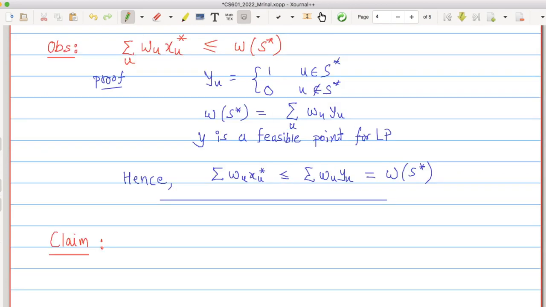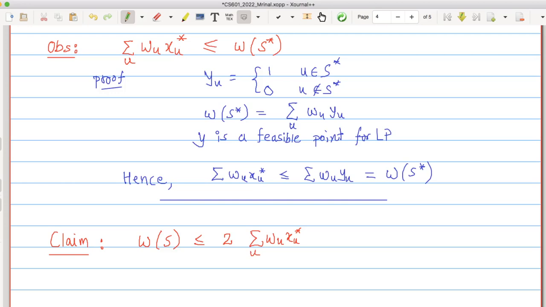So now we claim that the weight of our constructed set S is at most, so it increased. It is higher than the LP optimal, but it is not too high. Let's say that it's at most twice the optimal value, which is the summation of w_u x_u star.